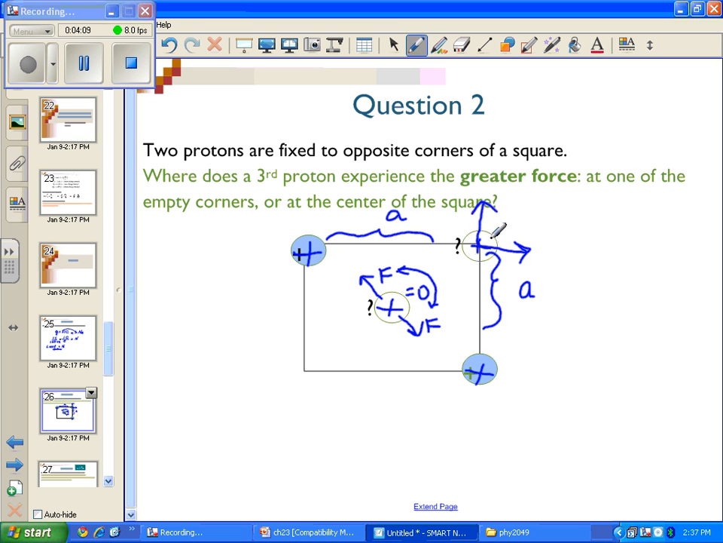When we add these two vector forces, we find that the net force is along the diagonal, or in other words at 45 degrees, of course, because the two forces exerted are of the same magnitude, and therefore not equal to 0. And so we can answer the question by saying, yes, let's put a proton on the corner and it will certainly experience the greater force. Next problem.